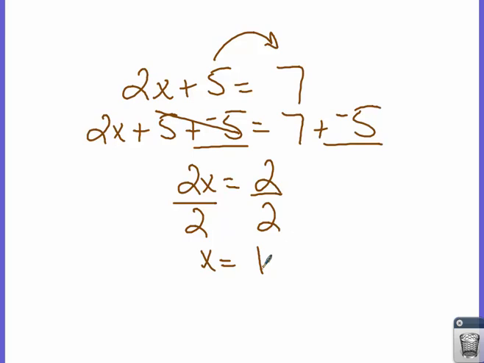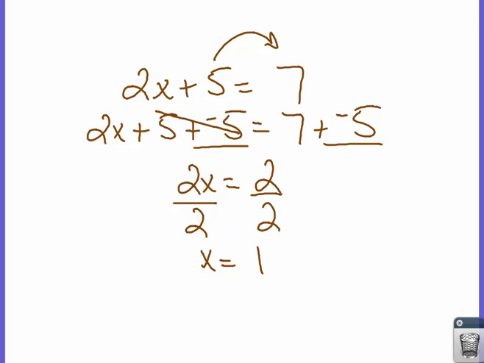Okay, so we had two basic steps. One, get the numbers together on one side, on the opposite side of where we have the letter. So we got to get rid of that 5. Then once we do that, we have to do the opposite of whatever we have, because here I have a multiply, so we have to do a divide.